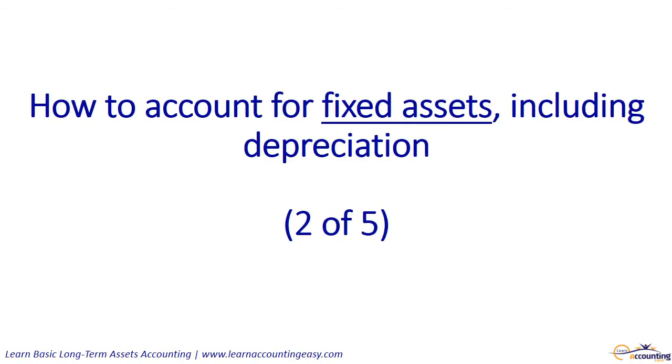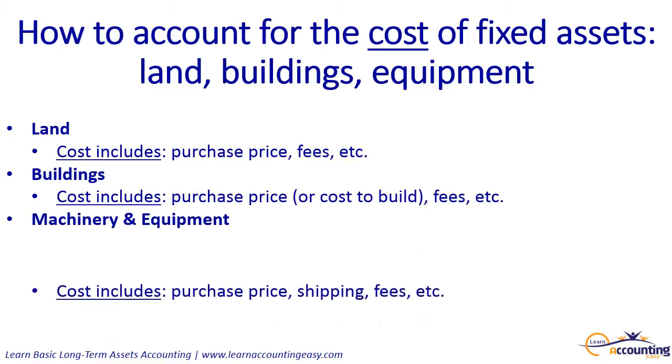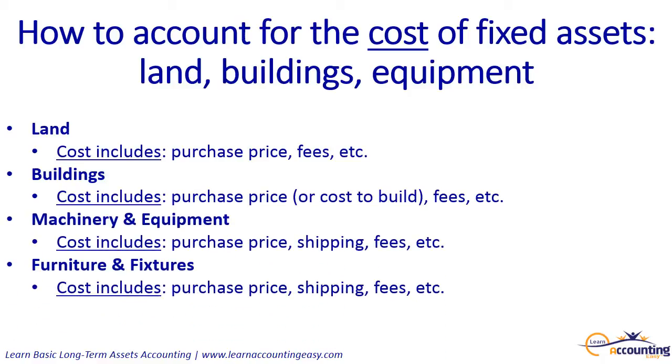The next section we're going to look at is how to account for fixed assets, including depreciation. The first thing we can look at is how do we account for the cost of fixed assets? So this would be that initial cost. And of course we have some items here that you're familiar with: land, buildings, machinery and equipment, furniture and fixtures.